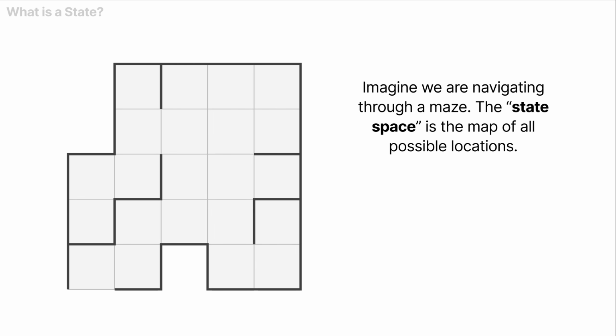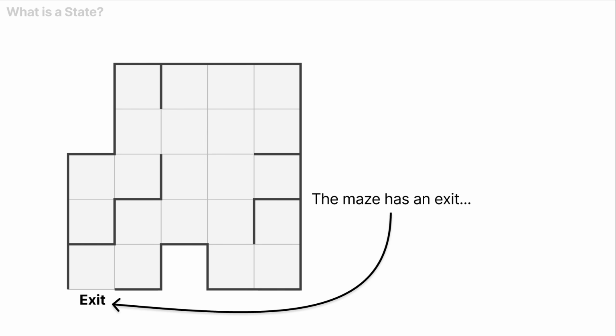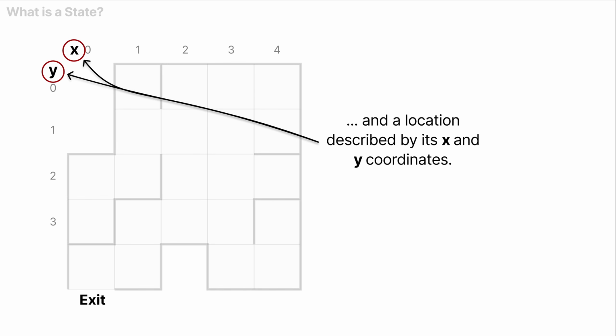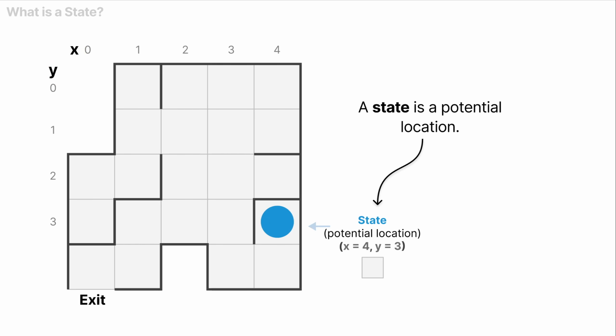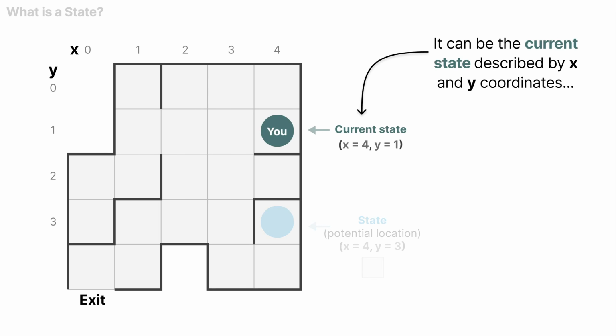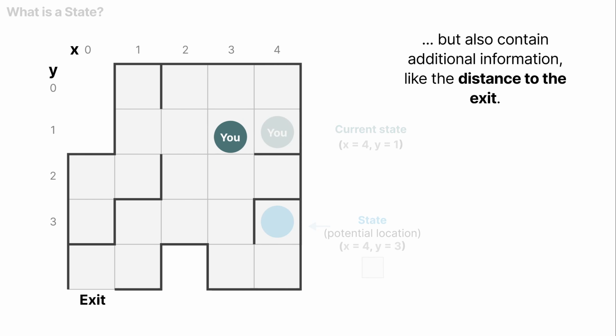Imagine we are navigating through a maze. The state space is the map of all possible locations. The maze has an exit and a location described by its x and y coordinates. A state is a potential location. It can be the current state, described by x and y coordinates, but also contain additional information, like the distance to the exit.